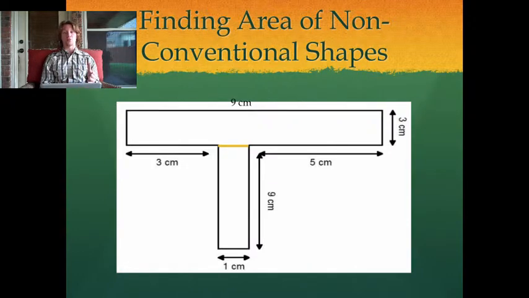Okay, so you should have gotten 27 centimeters, 9 times 3. And then we're going to go ahead and find the area of the bottom rectangle. Once again, doing base times height, you should have gotten 9 times 1 is 9 centimeters. And so to find the area of the total figure, you're just going to add up the areas of both of these rectangles. So 27 centimeters plus 9 centimeters is 36 centimeters. So that's what you should have gotten for the total area of this shape.